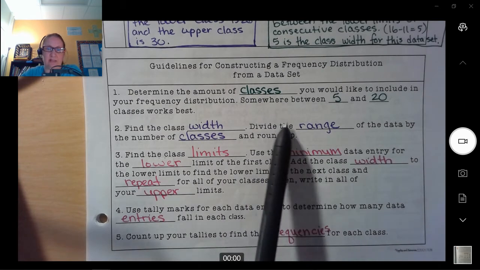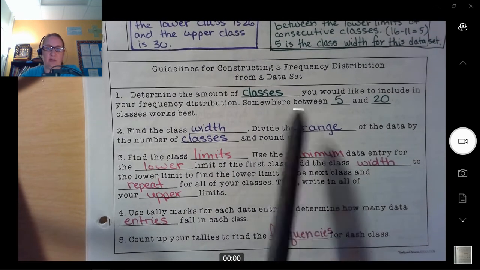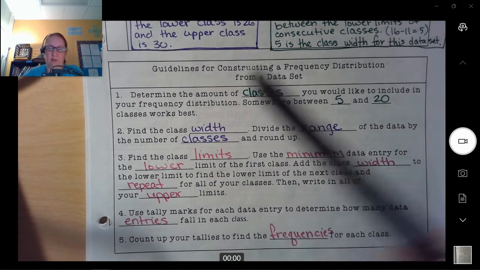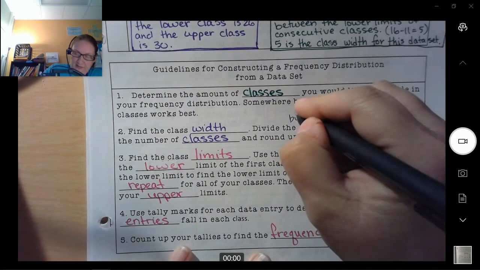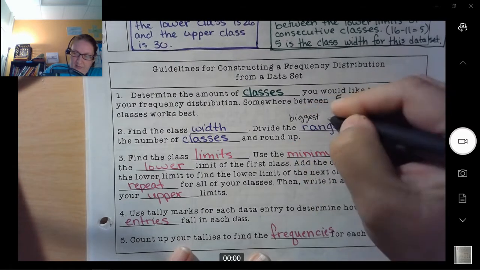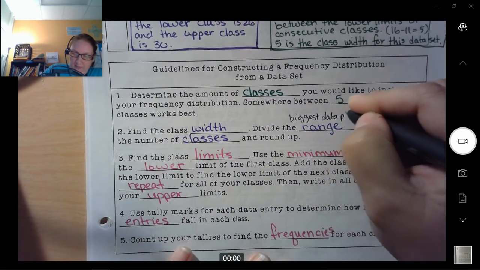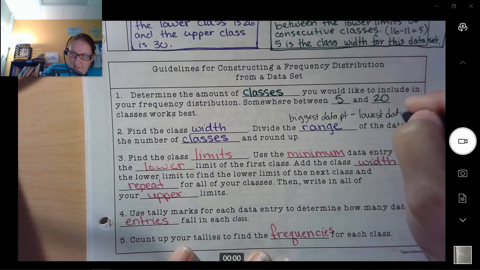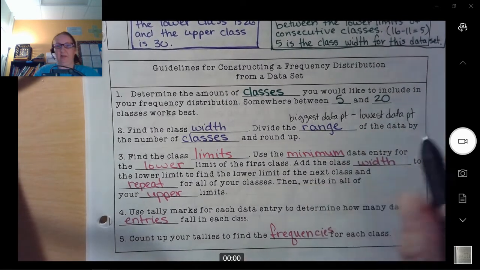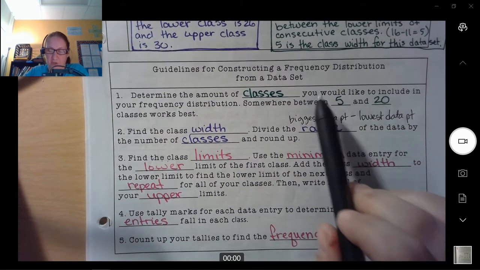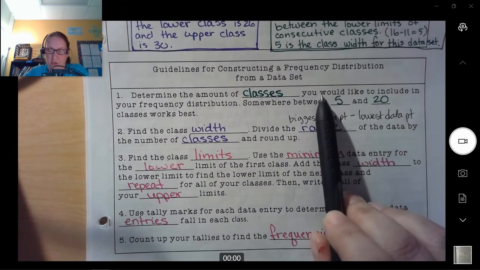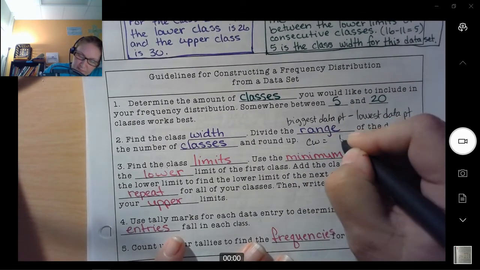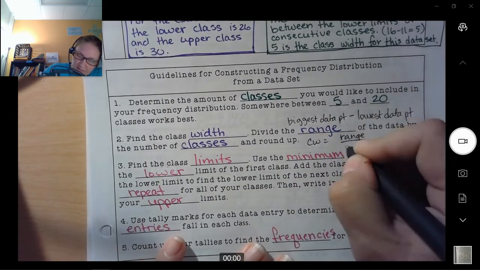We do that by first finding the range: the biggest data point minus the lowest data point. So that's your first step. You find that. Then you divide that range by the number of classes you've chosen, and that is your class width. So class width equals range divided by number of classes.